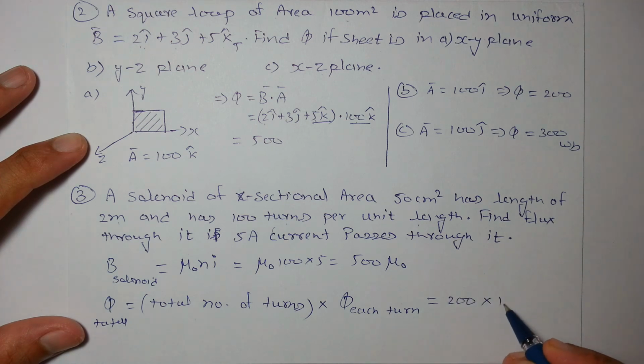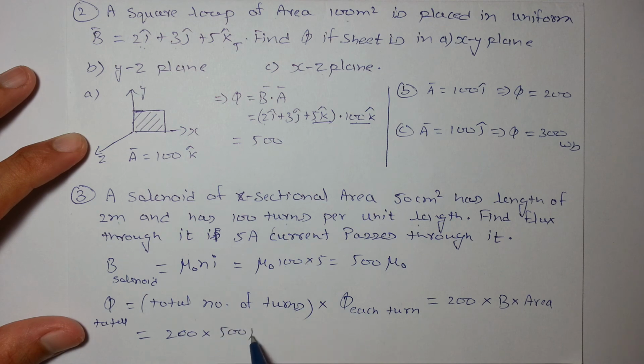into the flux through each turn, which is B into the area of each turn, so that will give you 200 into the magnetic field, 500 mu naught, and the area is 50 centimeter square. Just be cautious about the units, so that will be 50 into 10 to the power minus 4 in meter square. So we will get 500 into 2, that is 1000, and 10 to the power minus 4 will take care of 4 zeros. So the total flux comes out in terms of mu naught.